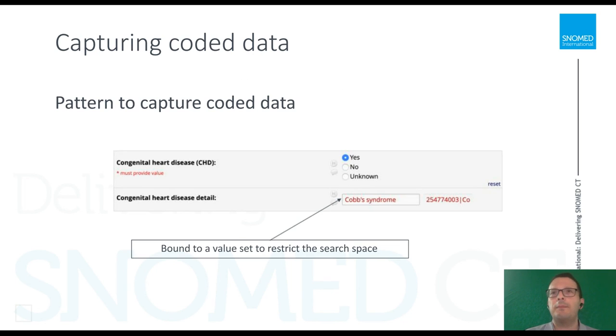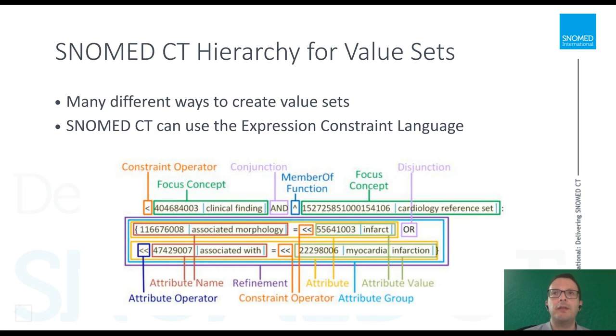So this is an example of one of those fields. You can see that in this case we have an autocomplete style field to capture the detail of congenital heart disease when the user clicks on the yes button and says, yes, this patient does indeed have a congenital heart disease. So we can capture more detail, but then of course this autocomplete field needs to be bound to an appropriate value set. So some of the work we did was actually defining those value sets.